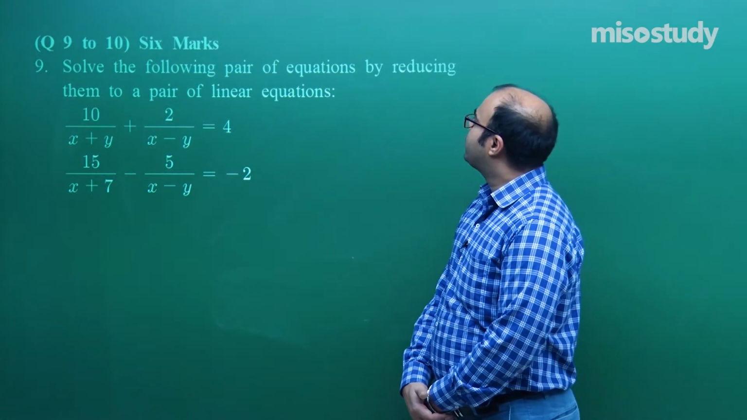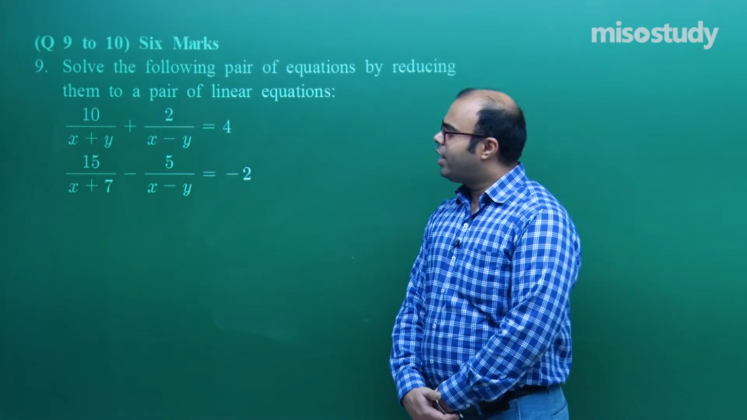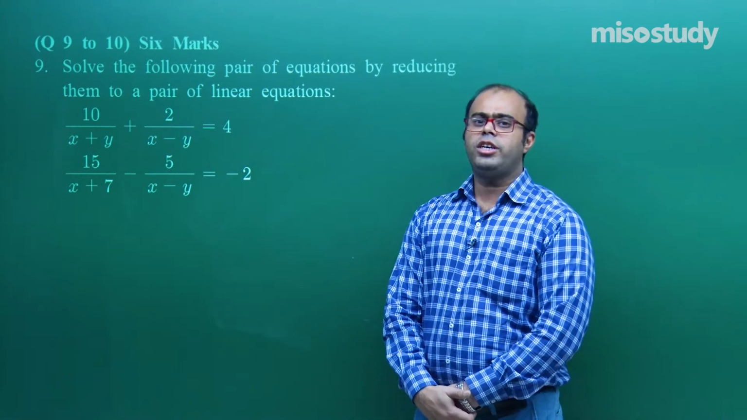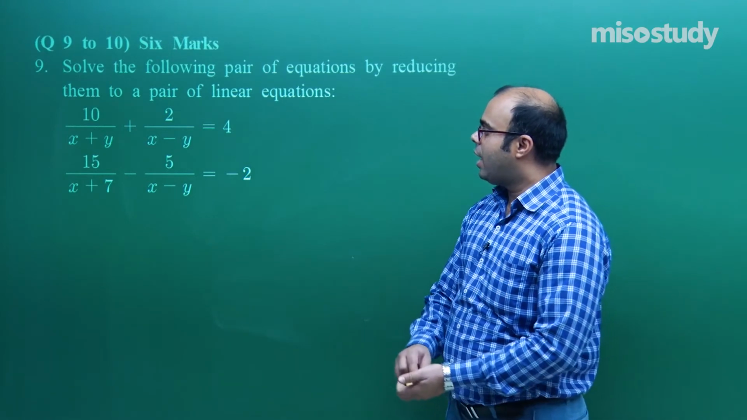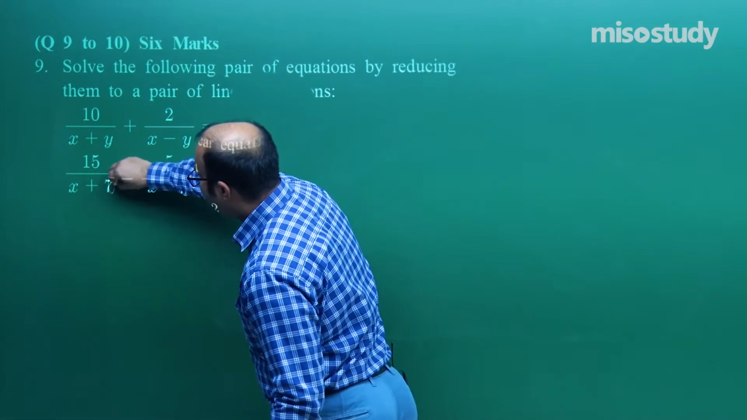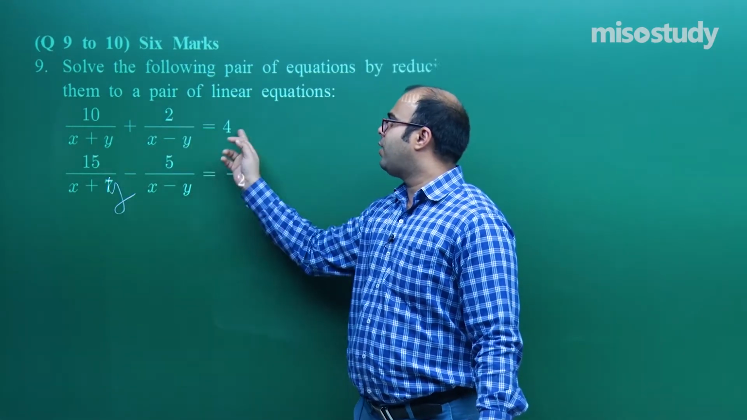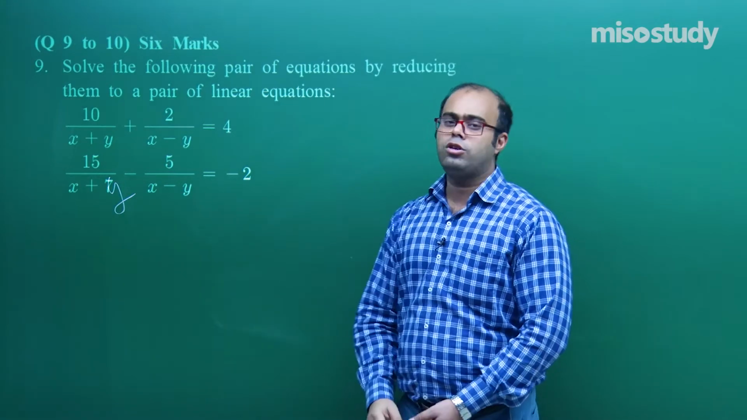Solve the following pair of equations by reducing them to a pair of linear equations. So right now they are not a pair of linear equations. This is not a linear equation. So we have to reduce it to linear equations. How will we do that? If you observe, this is a printing mistake, this is y, this is not 7. So 10 by x plus y, 2 by x minus y is 4. 15 by x plus y minus 5 by x minus y is equal to minus 2.